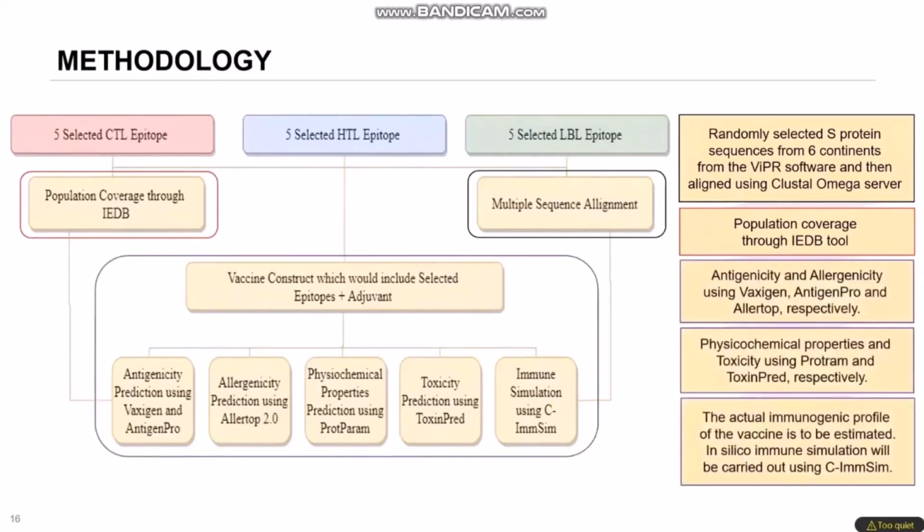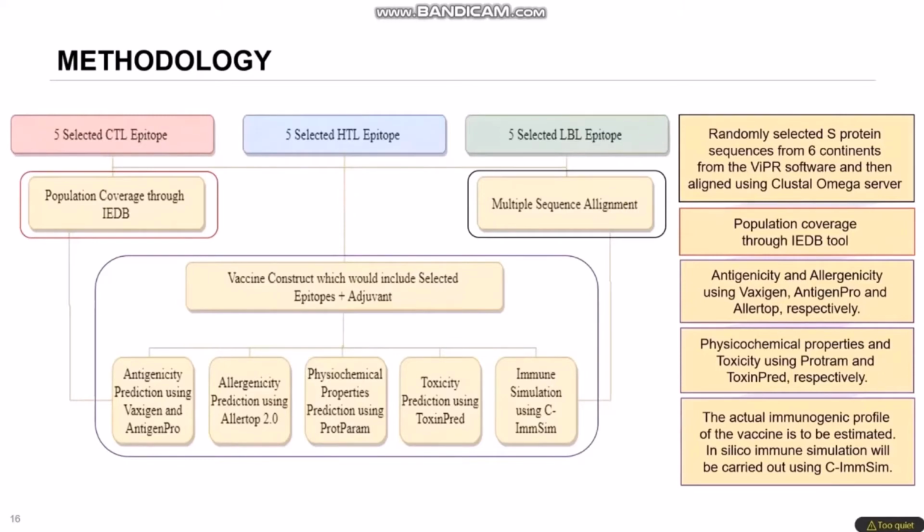For the vaccine construct, the top 5 selected CTL, HTL, and LBL epitopes will be combined. The vaccine will be constructed following the sequence: the adjuvant, CTL, HTL, and LBL epitopes. The assessment of the vaccine construct includes antigenicity, allergenicity, toxicity, and physicochemical properties. A highly antigenic vaccine shall be chosen as it determines the ability of an antigen to evoke an immune response and memory cell formation. The vaccine should also be non-allergenic and non-toxic.